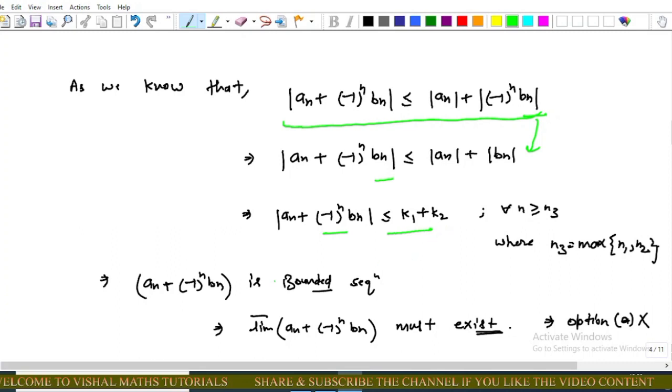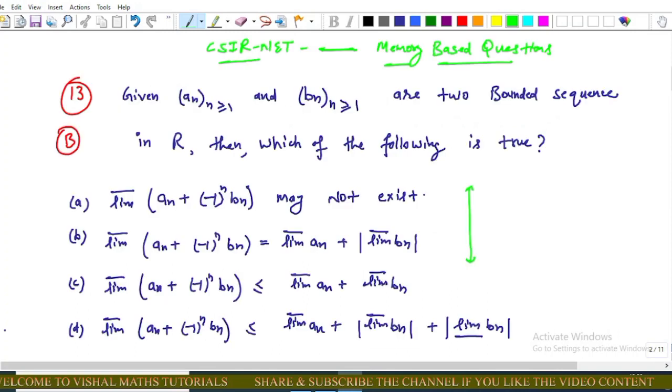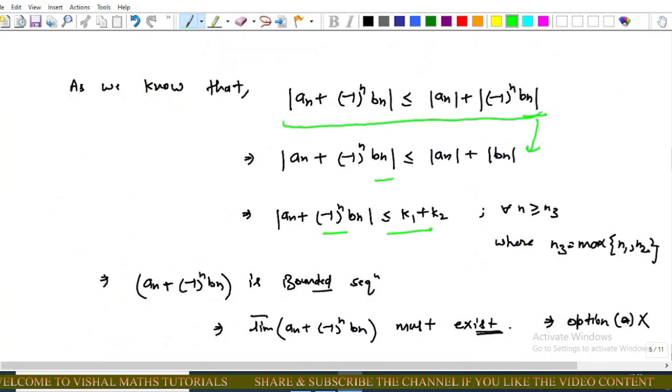This implies that this sequence is a bounded sequence, and in real analysis we know that if a sequence is bounded, then its limit superior and limit inferior must exist. So using this result we can say that option A is incorrect, because in the given option it says that the limit superior of this may not exist, so this option is incorrect. Now come to the next option.